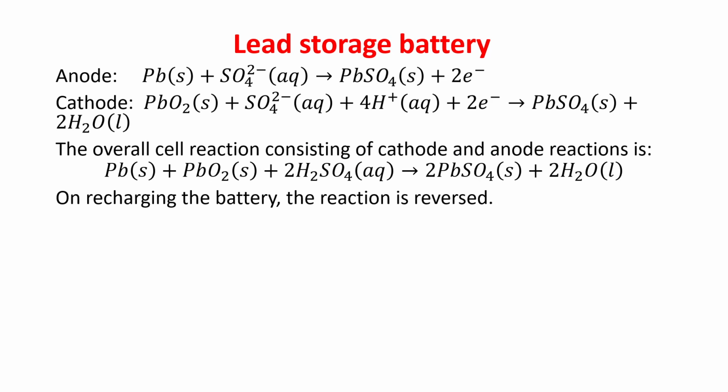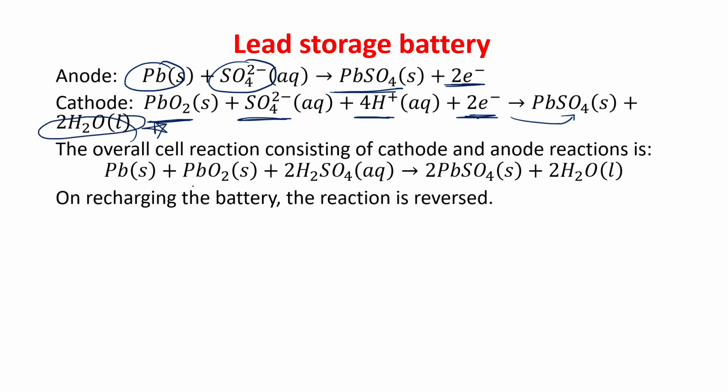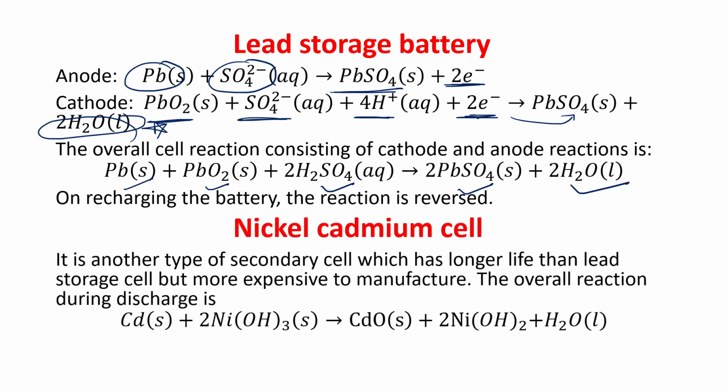Lead storage battery contains lead at the anode, where lead along with the sulfate ions makes lead sulfate along with the release of two electrons. At the cathode, the lead oxide along with the sulfate ions and 4H plus and 2 electrons gives lead sulfate and 2H2O molecules. The overall reaction could be said as lead plus lead oxide in the presence of 2H2SO4 gives two lead sulfate molecules along with the release of 2H2O liquid. On recharging the battery, the reaction is reversed.